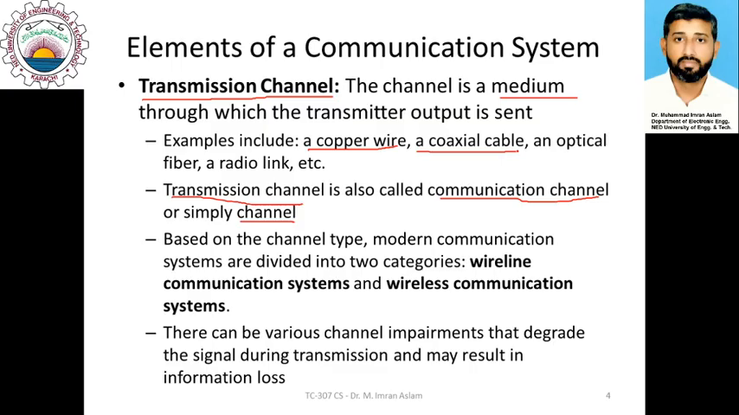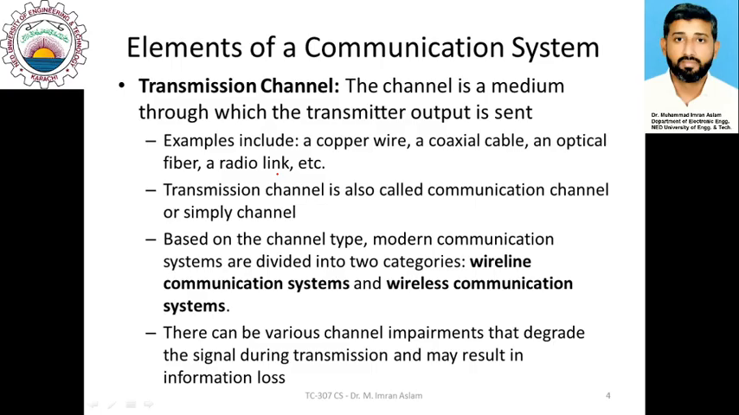An optical fiber, which is generally used in computer networks, is also a type of medium or a channel which takes the signal from transmitter to the receiver. A radio link, like the wireless channels that we use for mobile communication, is also a type of channel. So we have different types of channels which can carry the signal from one place to another.